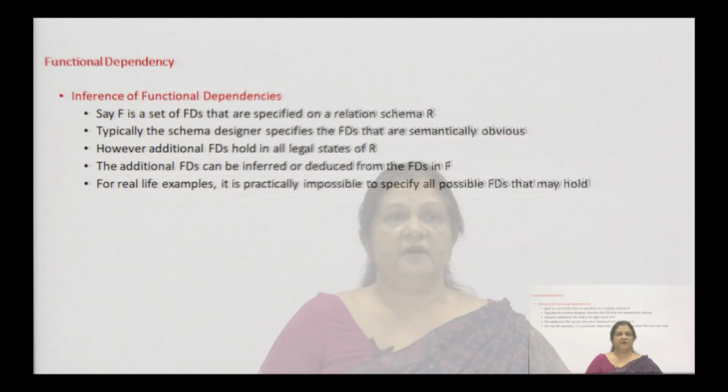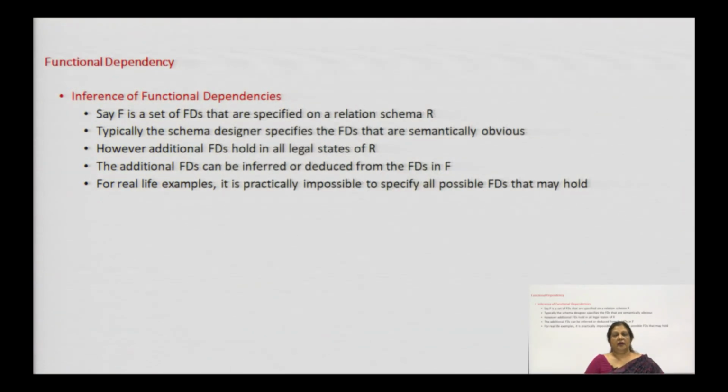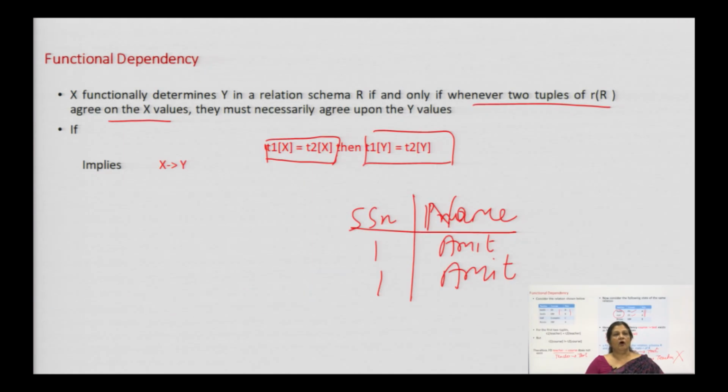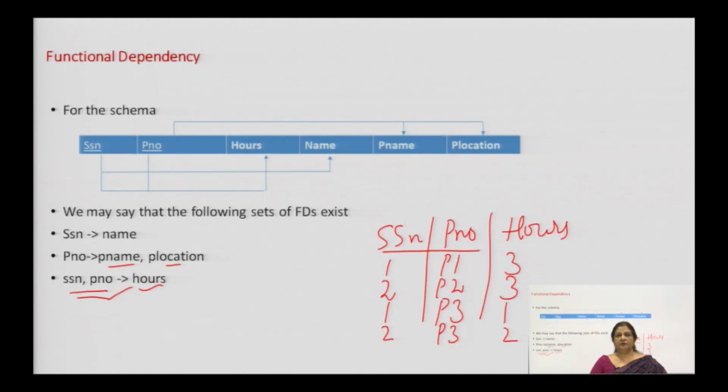Now, inference of functional dependencies. When any database is designed, the database designer will give a set of functional dependencies which are clear from the semantics of the schema. That means, in this case we can clearly say, given the schema and the keys, that these are the functional dependencies that may be existing.